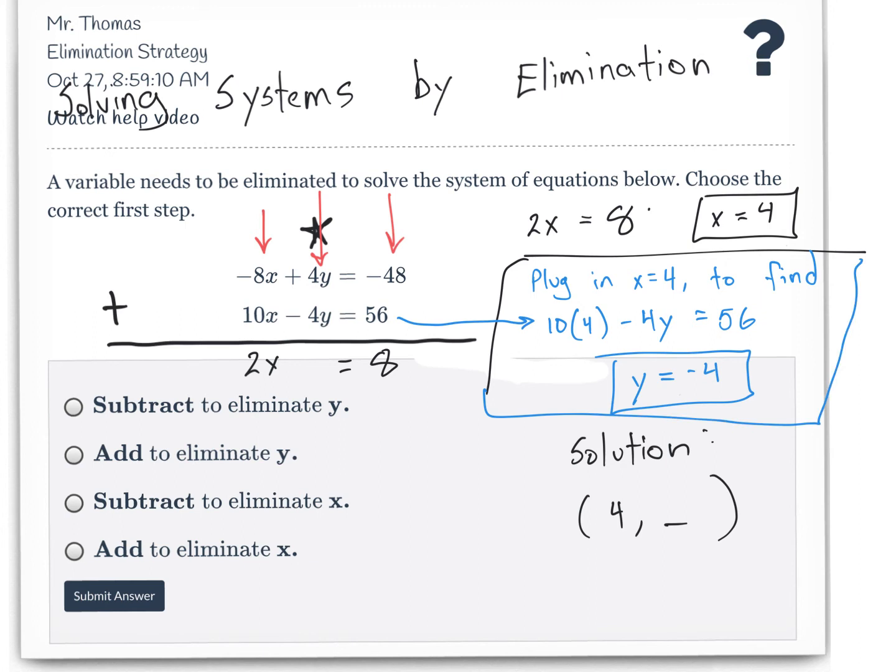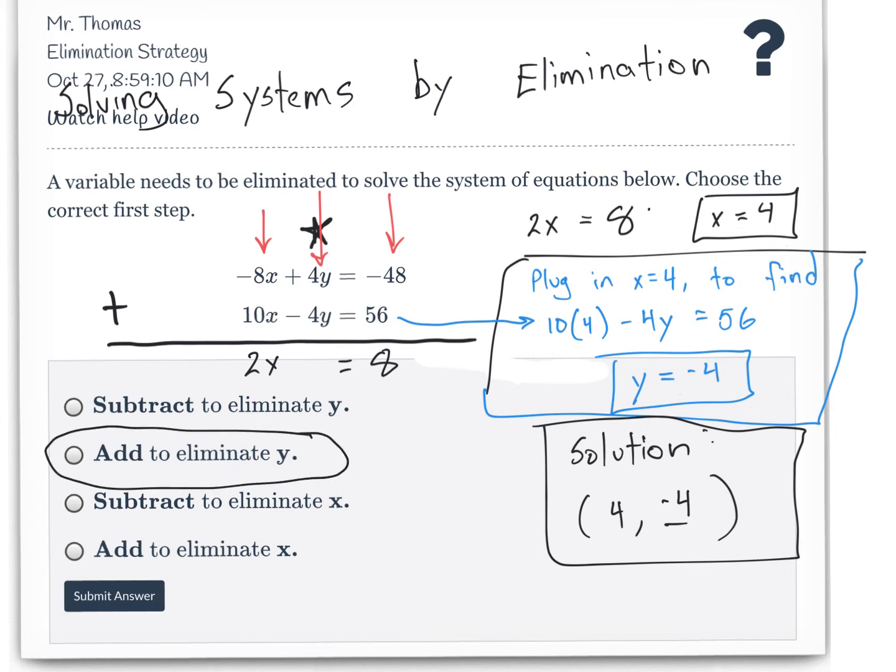All right, so the solution is 4 comma negative 4. That's a fact. That's what we have. But yikes, what was the question that they're asking? What's the first step? What was the first step we did? Add. Okay, so we answered that. We should always read the question, answer the question. But like I said, we're just jumping ahead and solving for x and y.